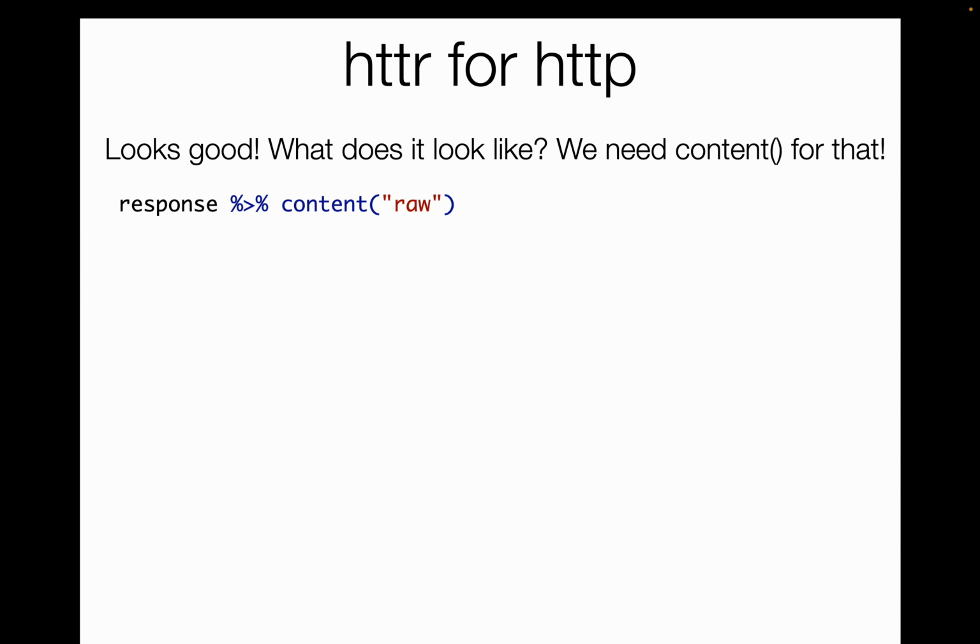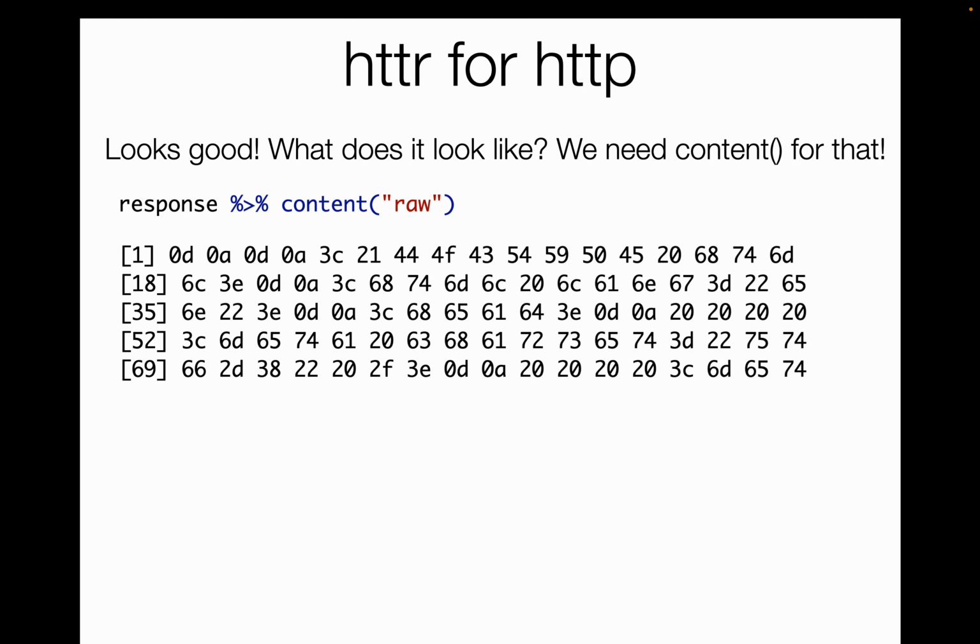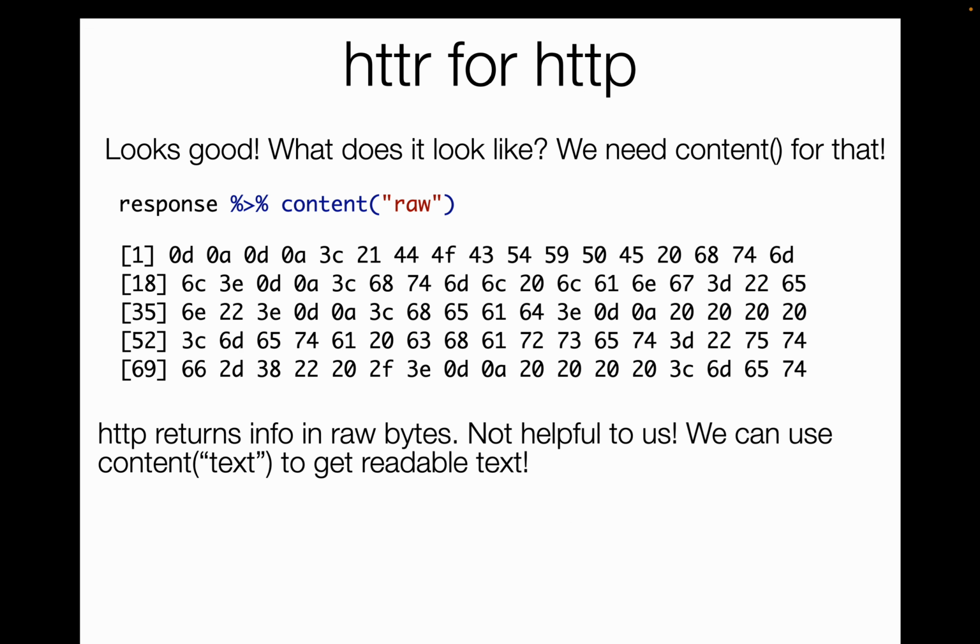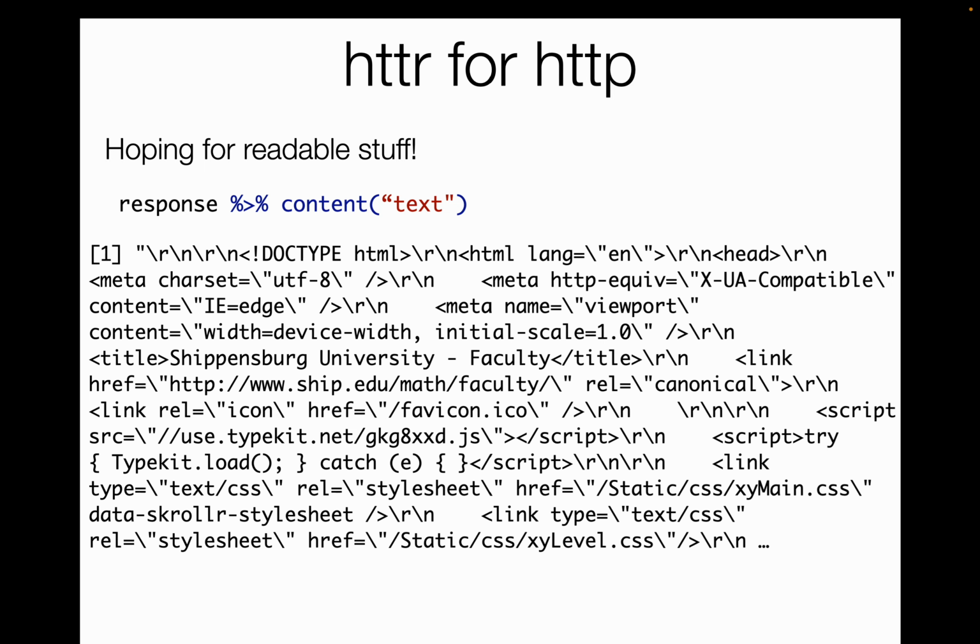We put that response into a function called content. The first argument is response. The second argument is raw. So what does the raw content look like? Well, the raw content looks like this, which is pretty useless. We don't want that. httr returns info in raw bytes, which is not very helpful. But we can use content with text to get something a little bit more helpful. This gives us back the whole website in HTML form.